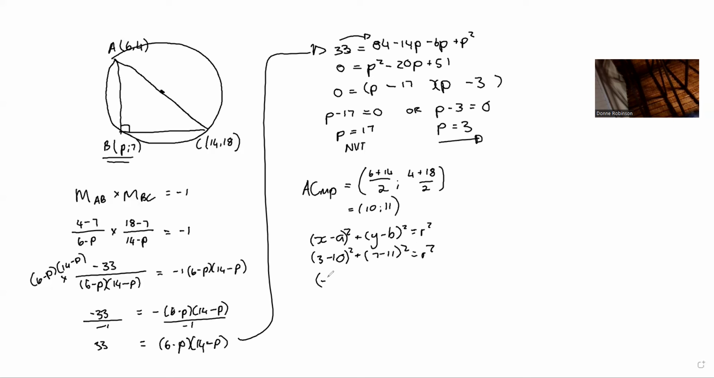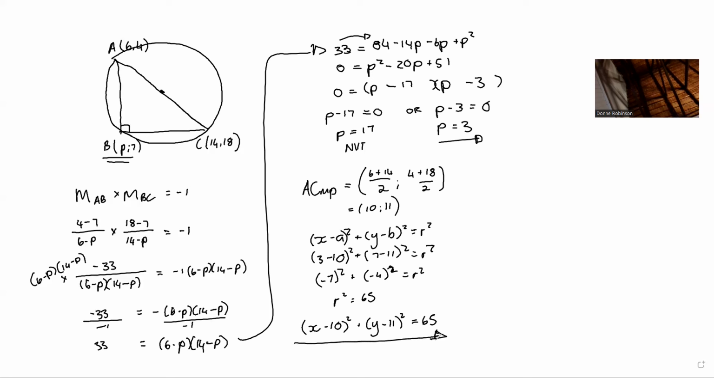This gives me minus 7 squared plus minus 4 squared, equals to r squared. I can work it out, and I'm going to get r squared is equal to 65. That means that my equation for the circle would be x minus 10 squared plus y minus 11 squared is equal to 65.